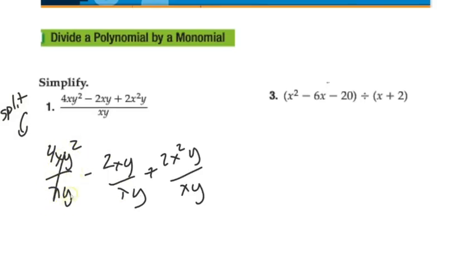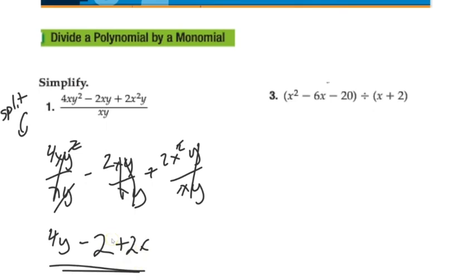Here the x's cancel. Right here you have one more y on top. You get 4y. Here the x and the y cancel. You get negative 2. Here the y's cancel and 1x cancels. Plus 2x. And that's it. That's how you divide by a monomial. You just split it up and reduce.